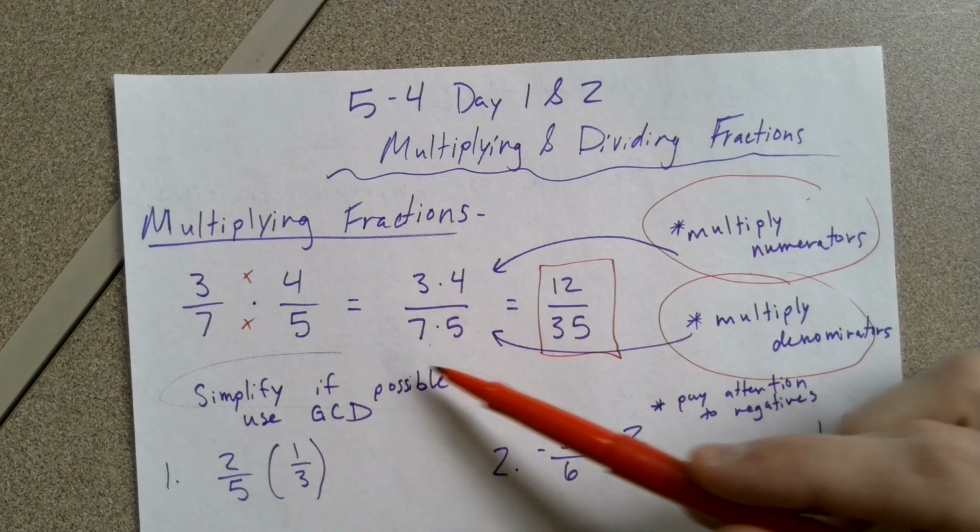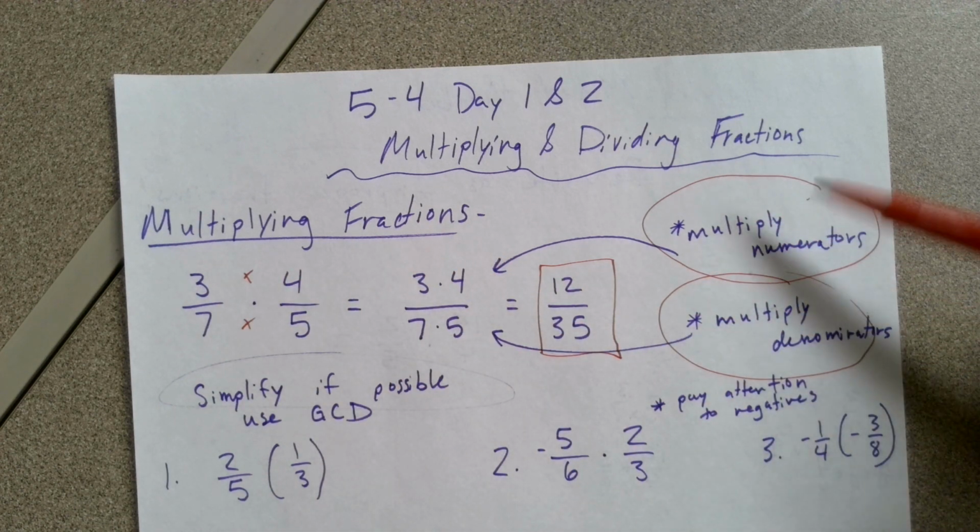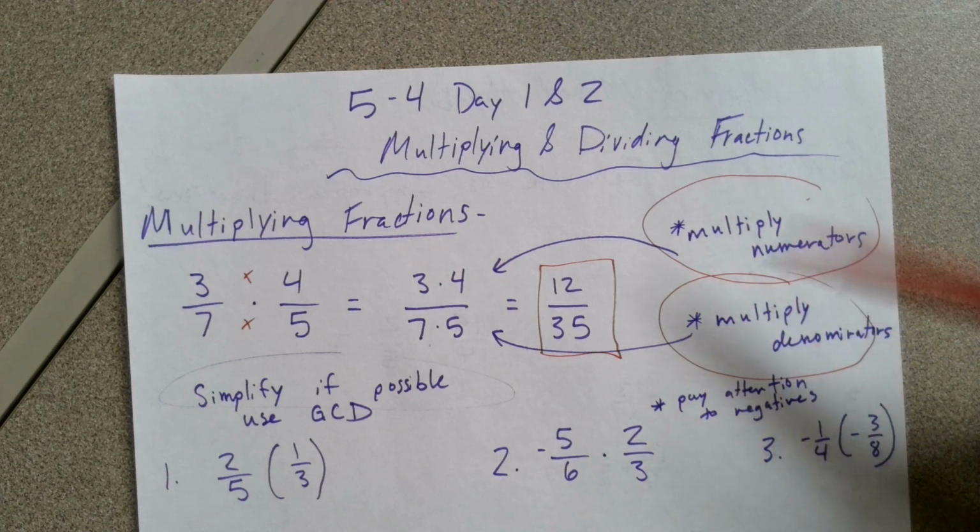This is going to be a little bit different than when we're adding fractions, because when we're adding fractions, we keep that denominator the same and just add on the top. When we are multiplying fractions, we multiply the numerators, multiply the denominators. That's our big takeaway here for today.